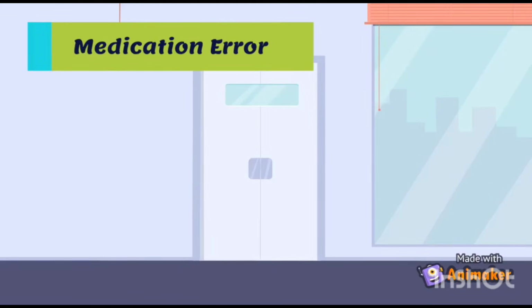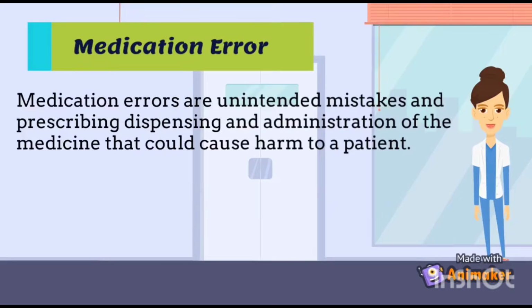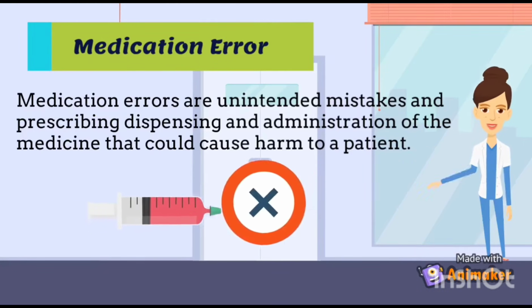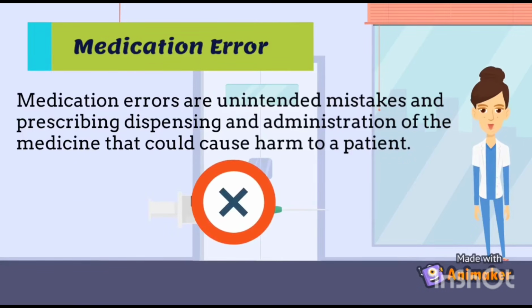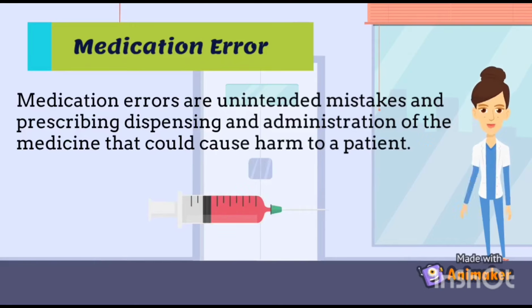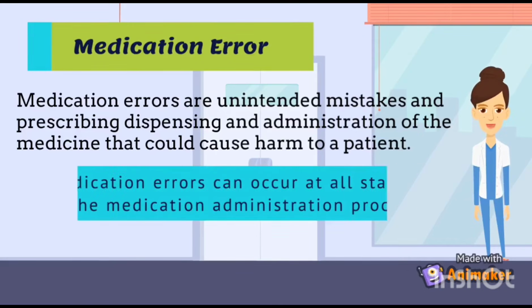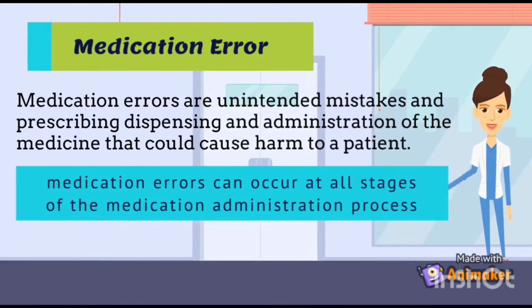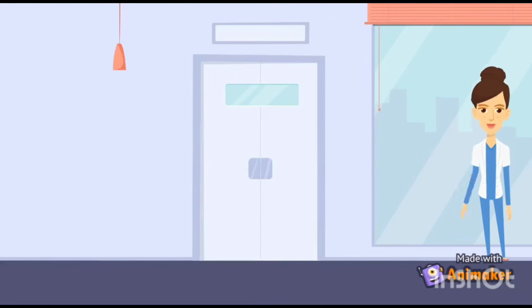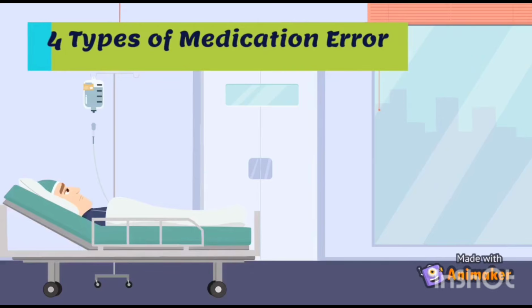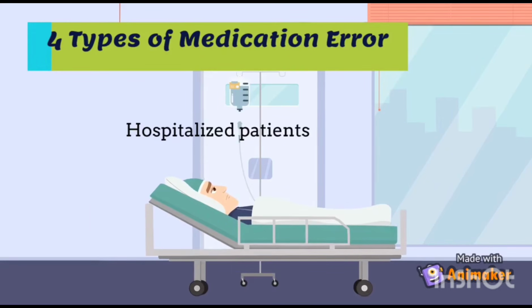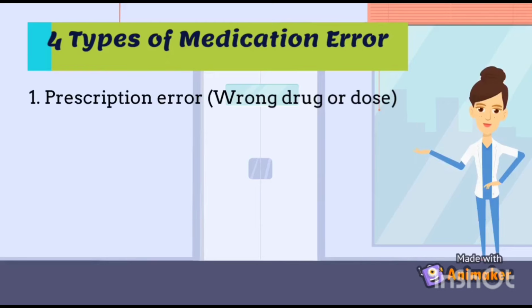Medication errors. Medication errors are unintended mistakes in prescribing, dispensing, and administration of a medicine that could cause harm to a patient. Medication errors can occur at all stages of the medication administration process. There are 4 main types of medication errors that occur with hospitalized patients. First, we have the prescription errors, for example, wrong drug or dose.